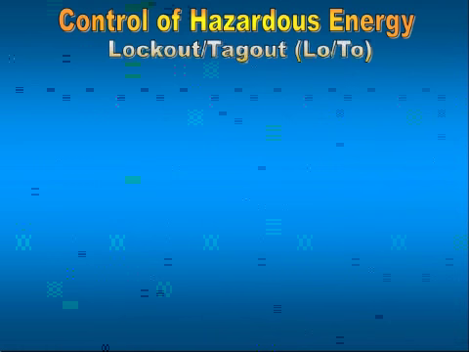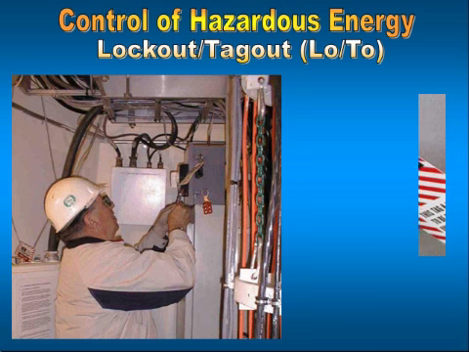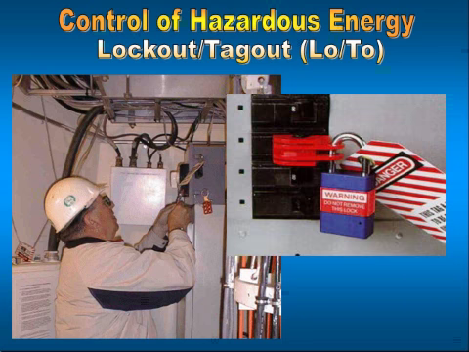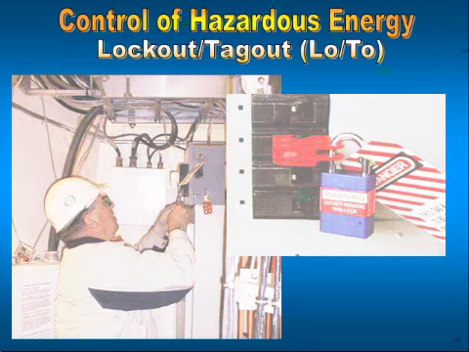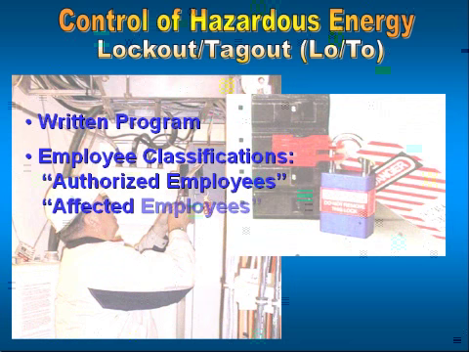The next area that we want to go into is one that's referred to as the control of hazardous energy. A lot of people refer to this as simply lockout tagout. Under the federal guidelines, the requirements of the employer are to develop a written lockout tagout program. Inside this program, he defines the 3 different classes of employees that work for him: the authorized employee, the affected employee, and the other employee.